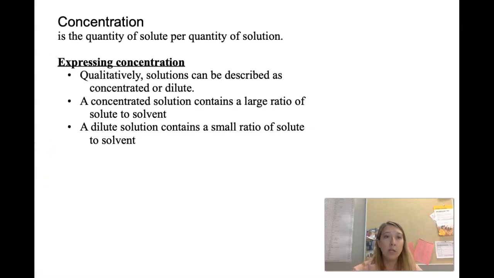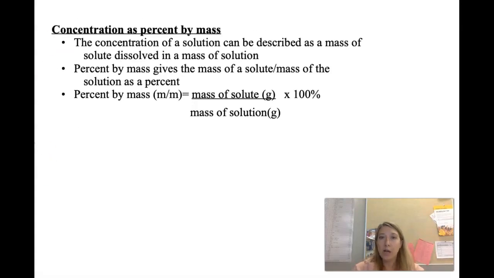The first calculation we are going to look at today is calculating concentration as percent by mass. We always take the mass of the solute in grams, divide it by the mass of the solution in grams, and times it by 100. Similar to figuring out a mark on a test, you take the mark you got, divide by the mark you could have gotten, and then times it by 100. Same idea here.